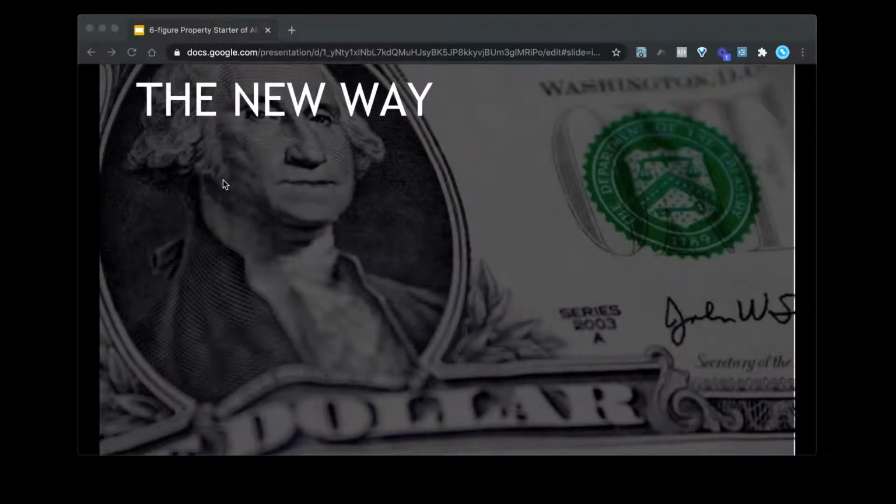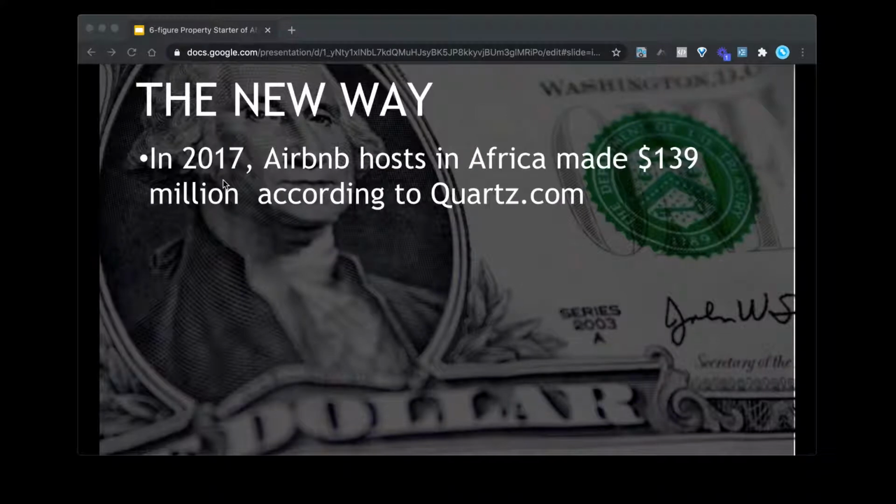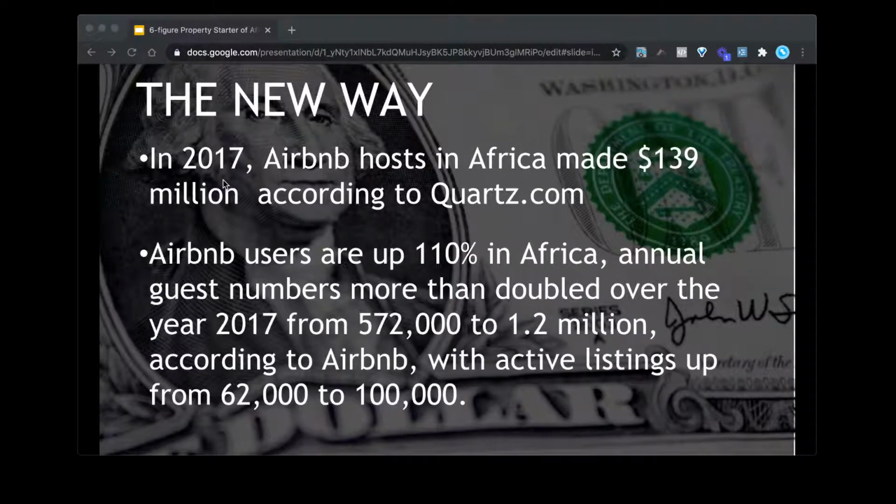So the new way, like I said, is actually utilizing high yield rentals through short term, with Airbnb and different sites. If you look at it in 2017, Airbnb hosts in Africa made 139 million. This is according to quartz.com. Okay. And it's up 110% in Africa. Annual guest numbers more than doubled from 2017 to 2018. Okay, as you can see.